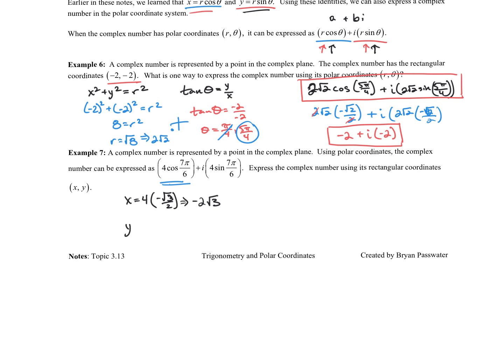And so then my y value would be what? 4 sine of 7 pi over 6. So now it's 4 times, what is the sine of 7 pi over 6? Negative 1/2. So now I'd end up with negative 2. All right. And so now my ordered pair x, y is actually what? Negative 2 square root 3 comma negative 2. And so there is my complex number in rectangular coordinates.